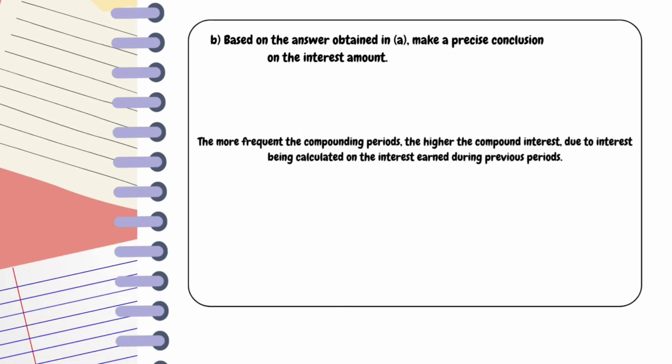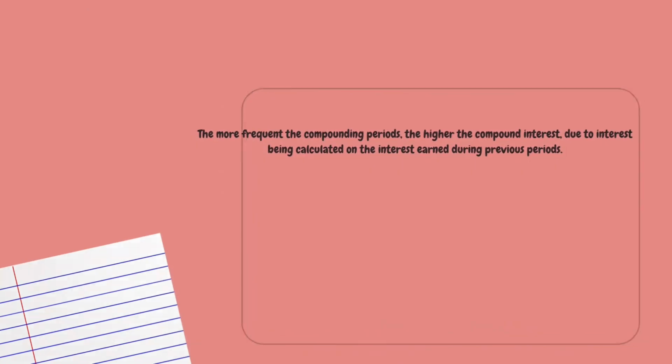For question B, based on the answer obtained in A, make a precise conclusion on the interest amount. The answer is, the more frequent the compounding periods, the higher the compound interest, due to interest being calculated on the interest earned during the previous period.